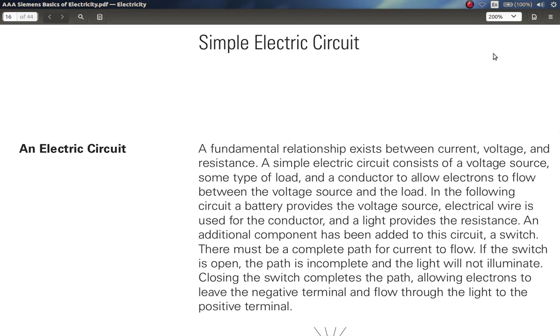We continue looking at the basics of electricity presented by Siemens Company.